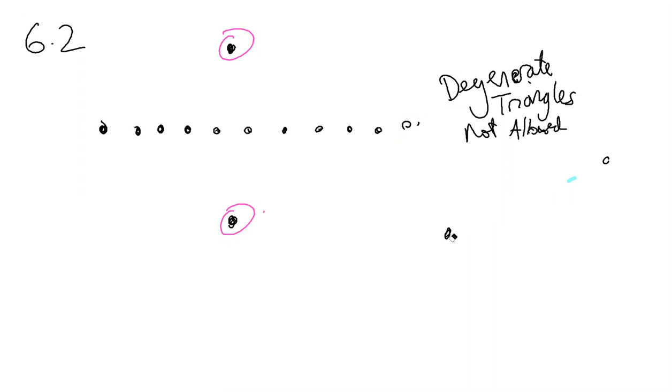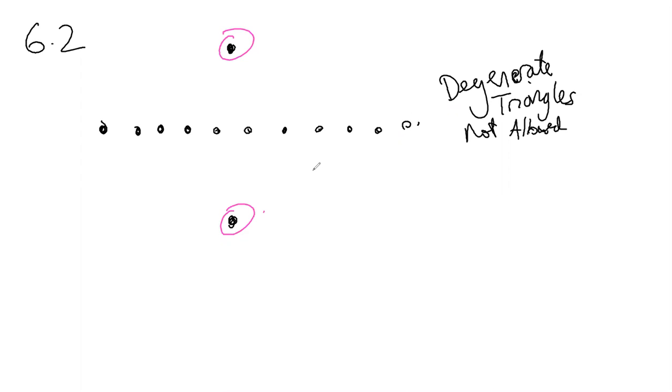Oftentimes this is not referred to as a triangle. It is explicitly said to be not a triangle. But to be consistent within certain branches of mathematics, it can sometimes be regarded as a triangle. But for our sake, it's not a triangle. So we notice that we have to take either the top or the bottom one. That's what we want to do.